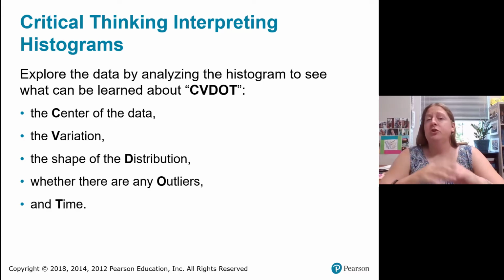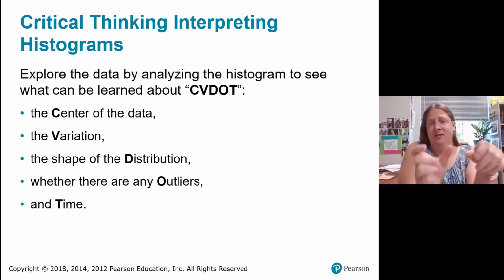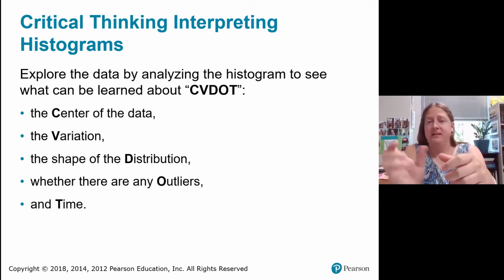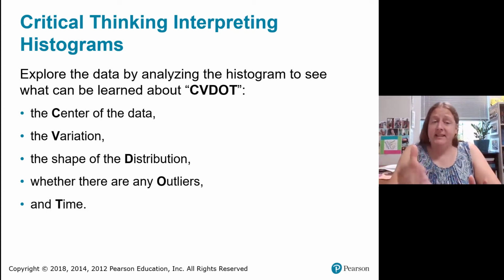The shape of the distribution overall. We'll talk a little bit more about some common shapes in a minute. And then whether there are any outliers. Again, these are the values where there's a gap between the rest of the data and these values. They're very easy to spot this way. And time. Time is not always actually relevant, as are outliers. There's not always outliers, and time, like the idea of the data changing over time, we don't necessarily see that depending on what our histogram is showing us. So to remember these five things, you can remember CVSOT, or you can remember them however works best for you.